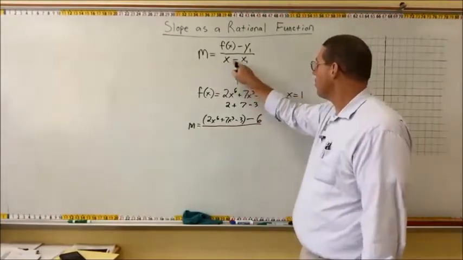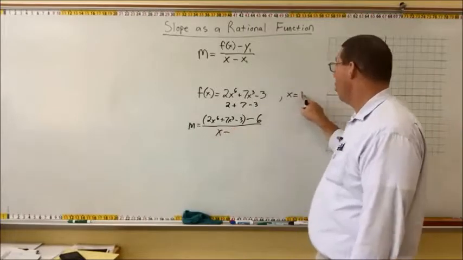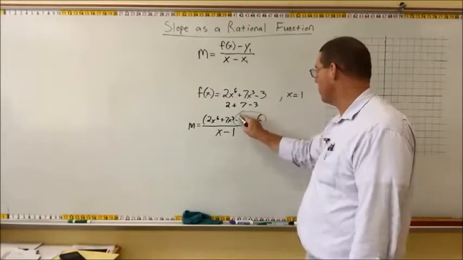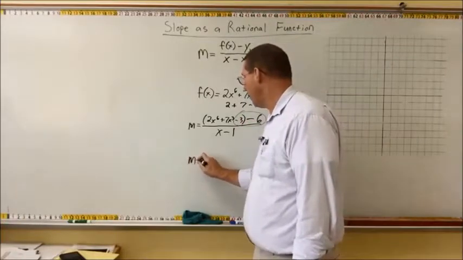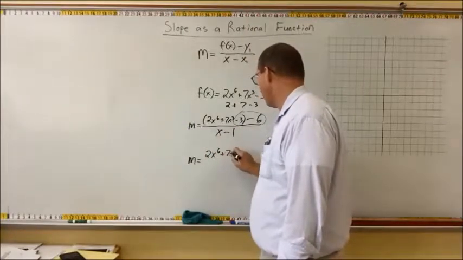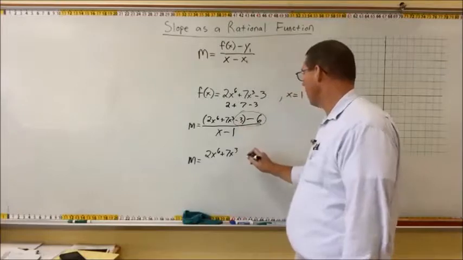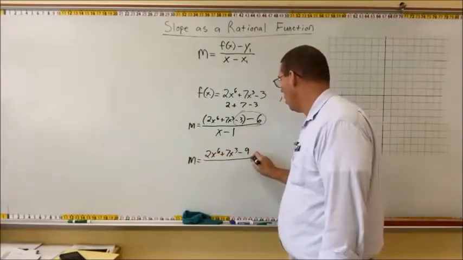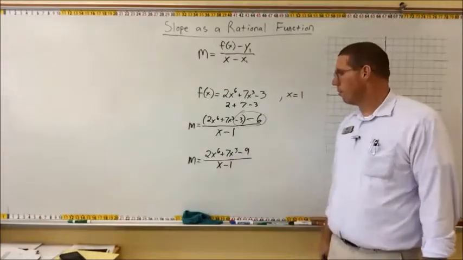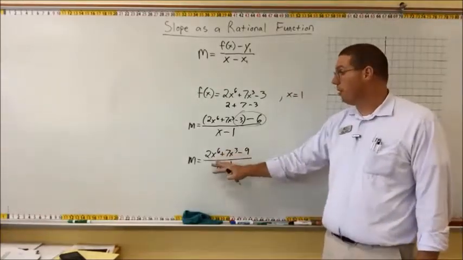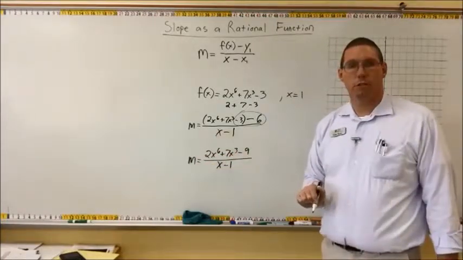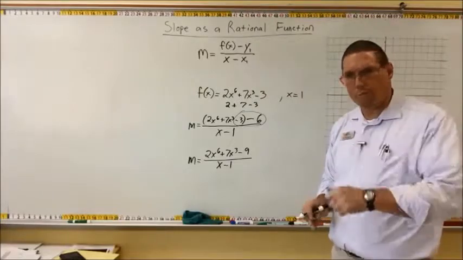Over x minus 1. And now all I have to do is combine the negative 3 and the negative 6, and I'm done. M is equal to 2x to the 6th plus 7x to the 3rd, minus 3 minus 6 is minus 9, all over x minus 1. And there is your slope equation. Your slope function, slope as a rational function. Okay? We're going to do just one more.